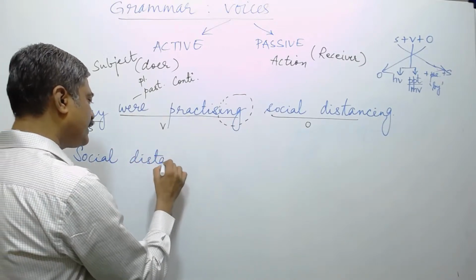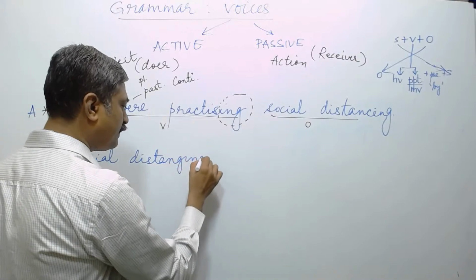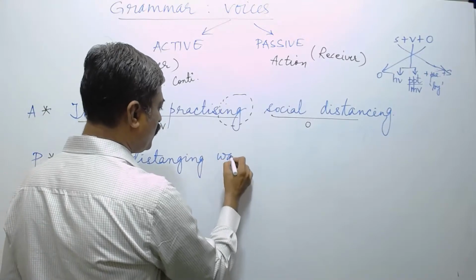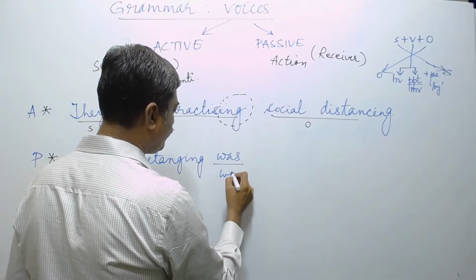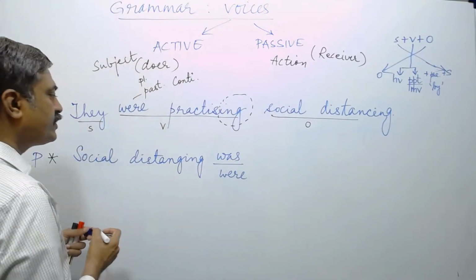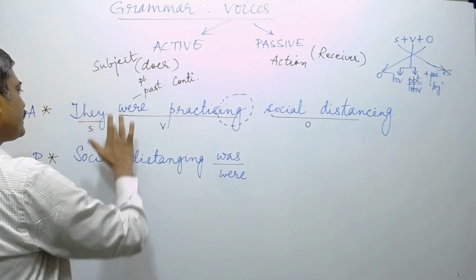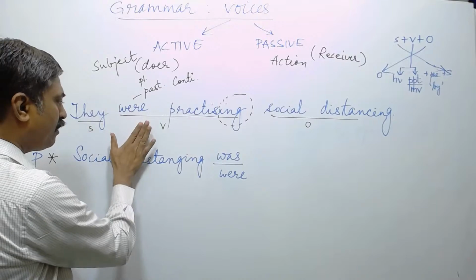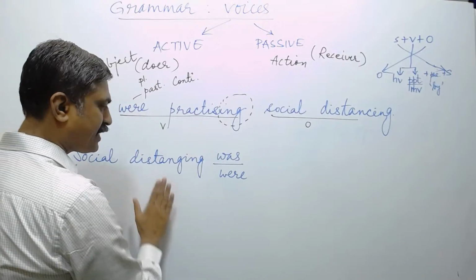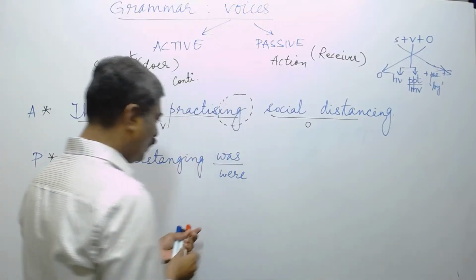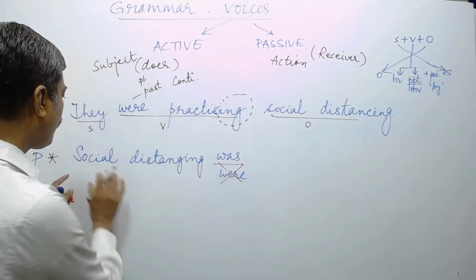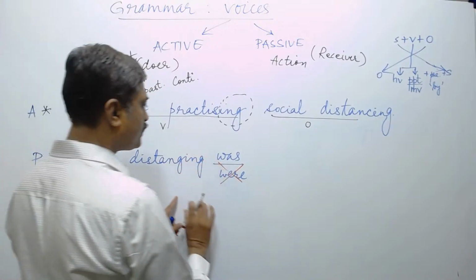Now social distancing is taken as singular, right? So when it is singular, then was is to be used, because the verb cannot be plural here, as the subject is singular. Here the subject was plural, and so they was followed by were. But social distancing is taken as singular, so we cannot use were. Instead we have to use was. Right? Social distancing was. Okay.